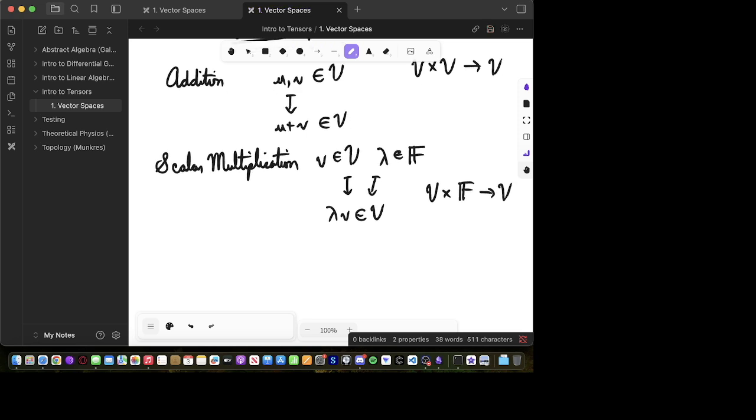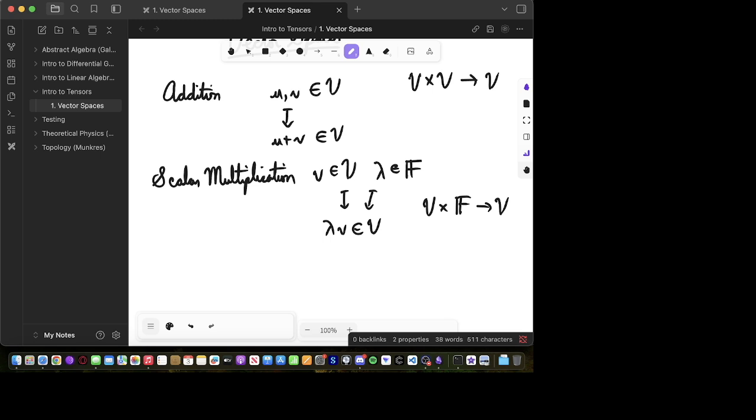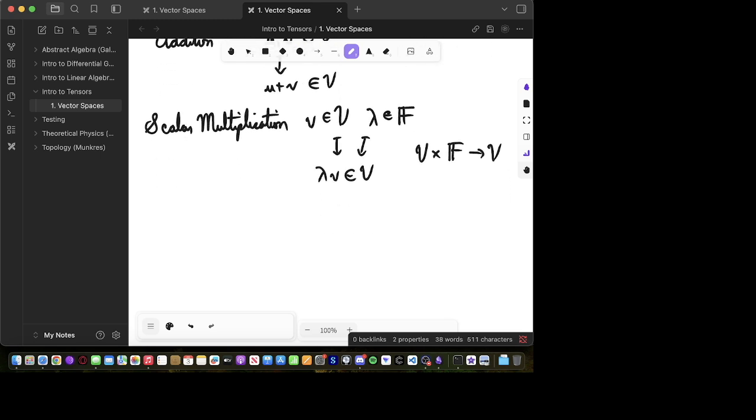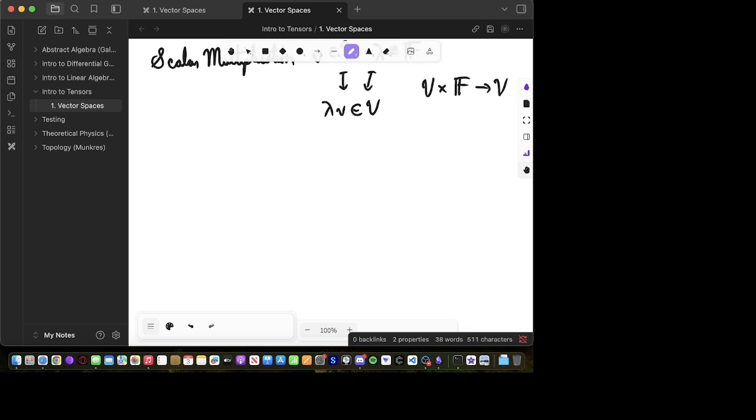So sometimes there are other operations on a vector space. You can sometimes have an inner product. There's also sometimes a cross product, and there can be other operations. But the point is, these two are the only required operations for a vector space. So now let's define a vector space proper.